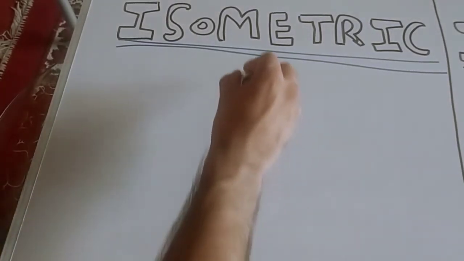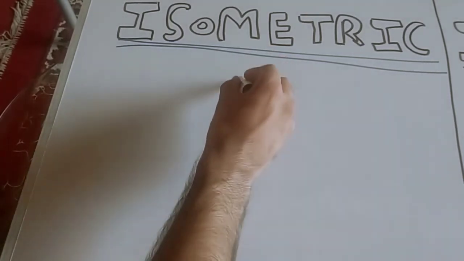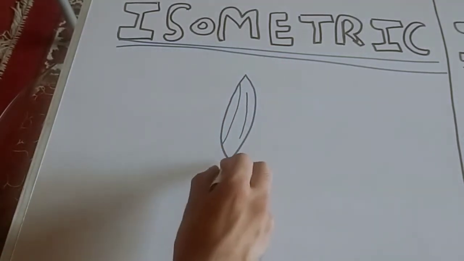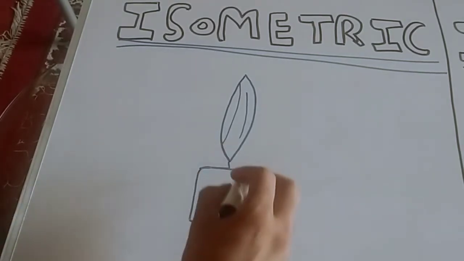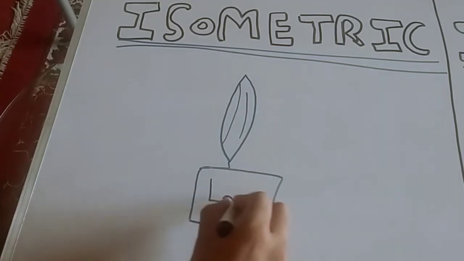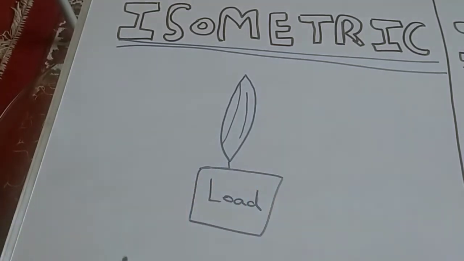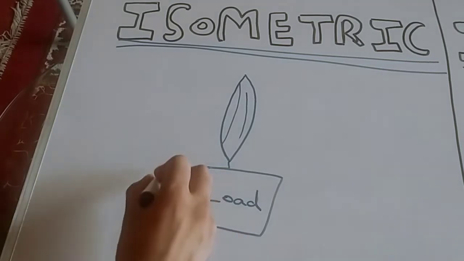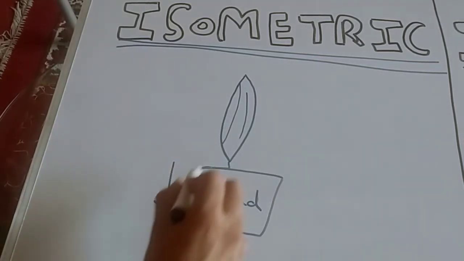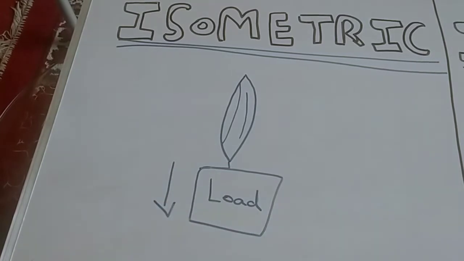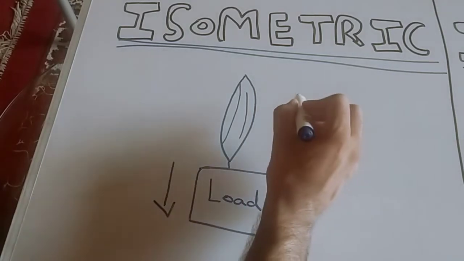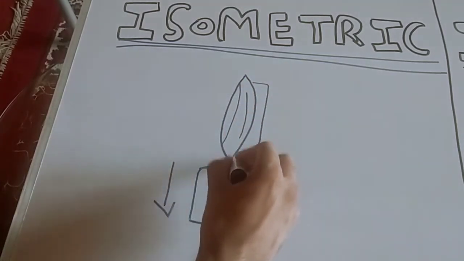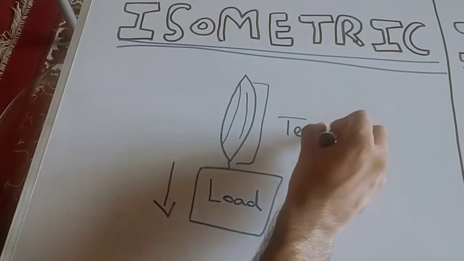Let us suppose that this is a particular muscle, and a heavy load is attached to this muscle. This load is stretching the muscle towards the downward position. So this muscle is being stretched and the tension of this muscle is high.